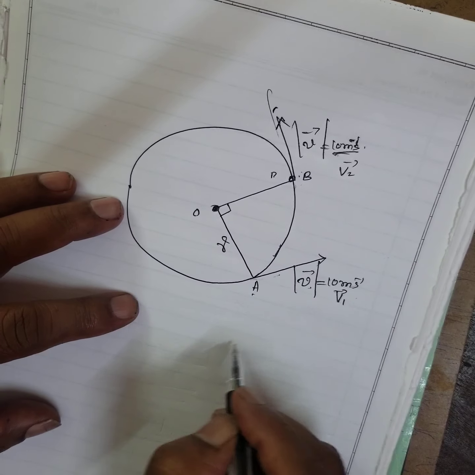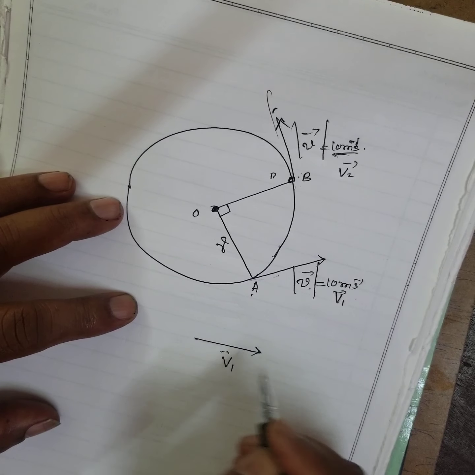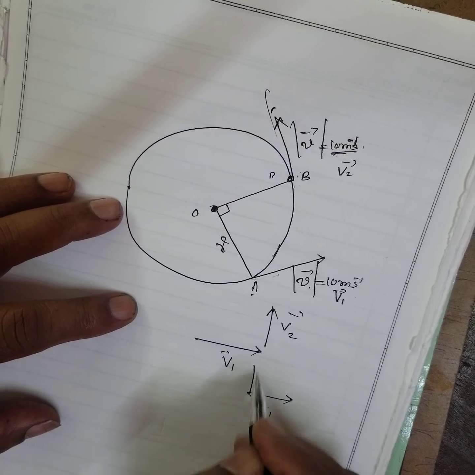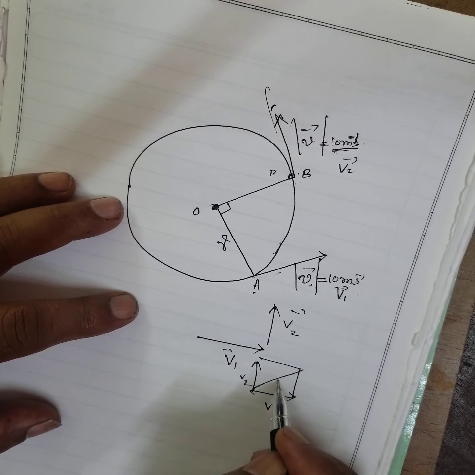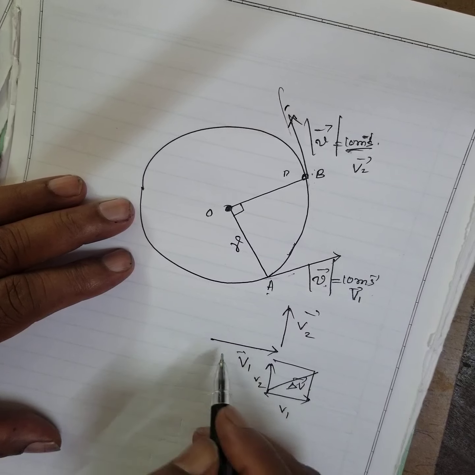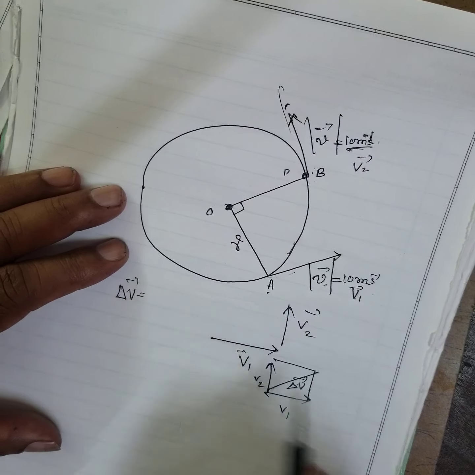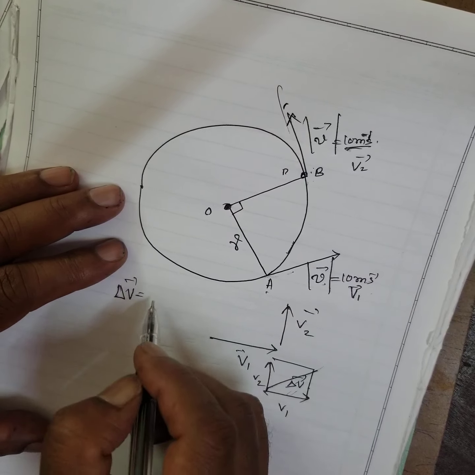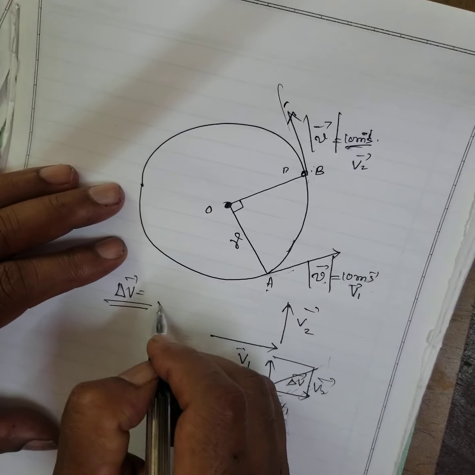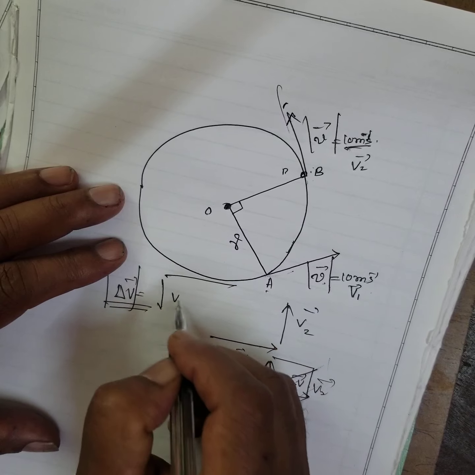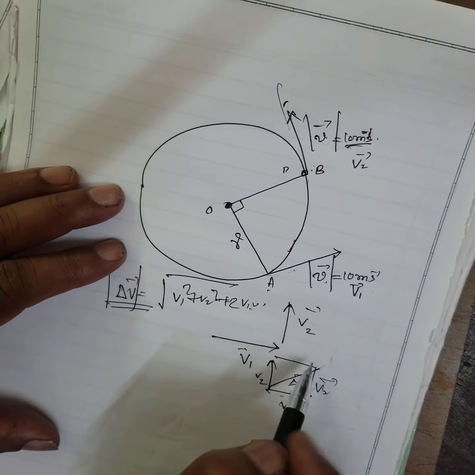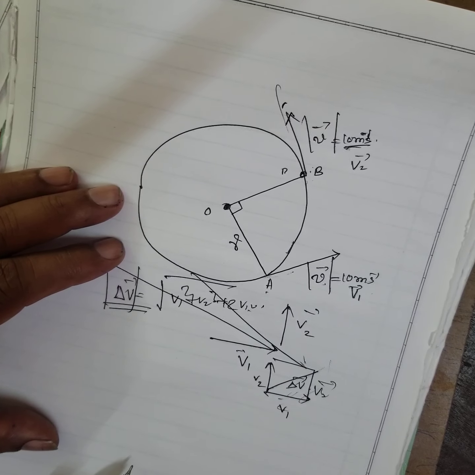This is V1, this is V2. This is the change in velocity. Understood? Therefore, the change in velocity is equal to the resultant of V1 and V2. That means the magnitude of change in velocity is the square root of V1 square plus V2 square plus 2 V1 V2 cos theta, and so on. Theta is equal to 90 degrees. I don't want all the discussions.